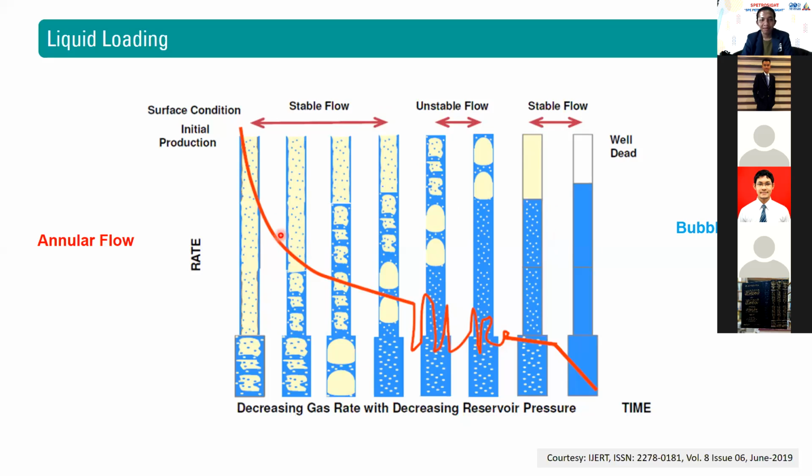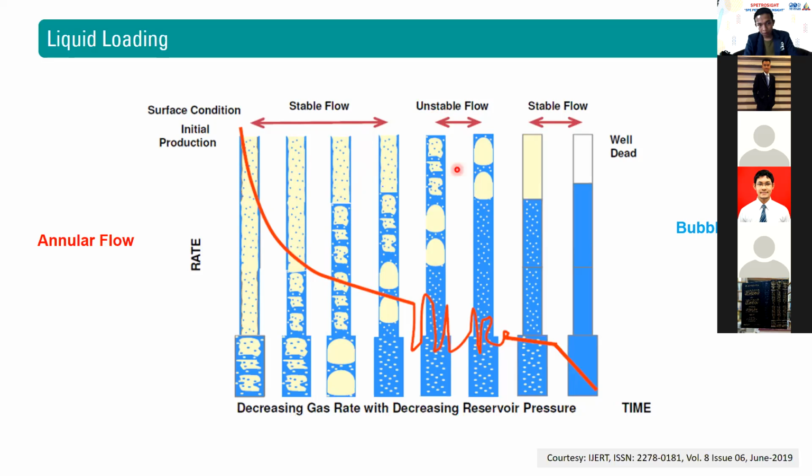Okay, lastly, before the well dies, it reaches bubble flow, and it's undesirable because the gas well will die. It's just bubbling up rather than flowing like this one, annular flow. Okay, this is stable flow. For annular flow, going to plug flow.